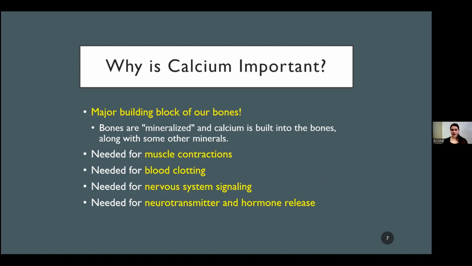Some other functions of calcium that we might not think about as much, but are still very important, would be the need of calcium for muscle contractions, blood clotting and blood pressure maintenance, nervous system signaling, and neurotransmitter and hormone release. Calcium goes through something called calcium channels through all of these functions, muscle contractions, neurotransmitter and hormone release, and it allows the functions in the body to progress as it rushes into cells and allows a cascade of other events to happen.